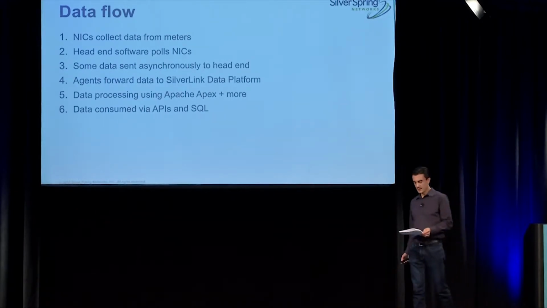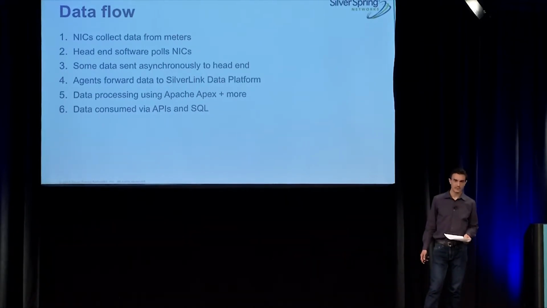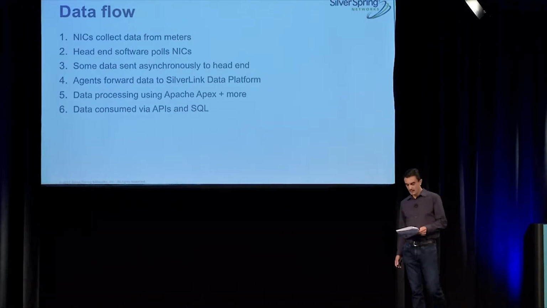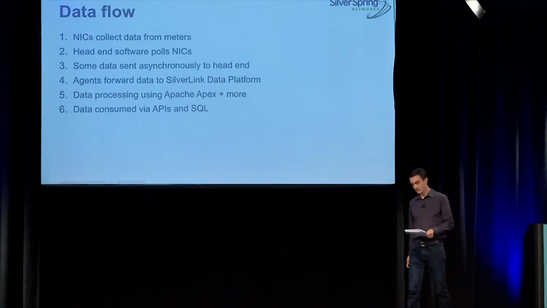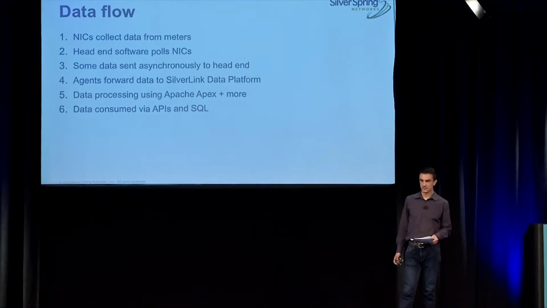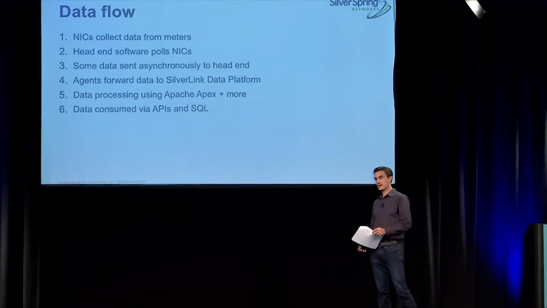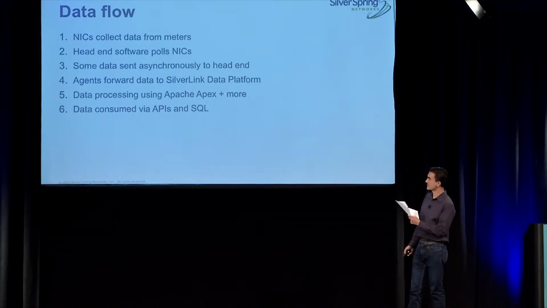It helps to understand how data gets from a device to our platform. The NIC is Silver Spring Networks' hardware component that radios data back across the mesh network to the utility back office software. Some data also gets sent asynchronously. We have agent software that runs in the back office of utility and forwards that data over HTTPS to our secure Hadoop cluster, where we use Apache Apex and other tools to do ETL and then output it to databases and formats that facilitate retrieval from using our APIs. We also have a SQL interface.